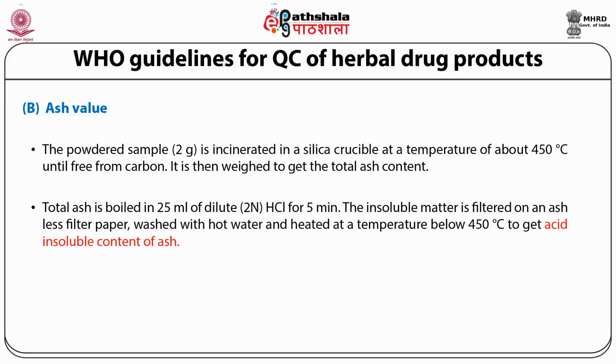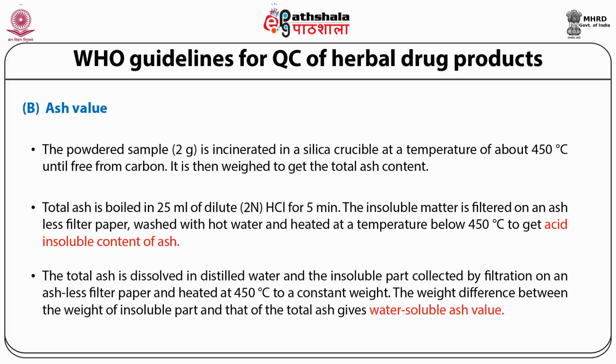The insoluble matter is filtered on ashless paper, washed with hot water and heated at a temperature below 450 degrees Celsius to get acid insoluble content. While water soluble ash value is determined when the total ash is dissolved in water and the insoluble part is collected by filtration on ashless paper, and the paper is heated at 450 degrees Celsius to a constant weight. The difference of the weight between insoluble part and the total ash gives water soluble value.